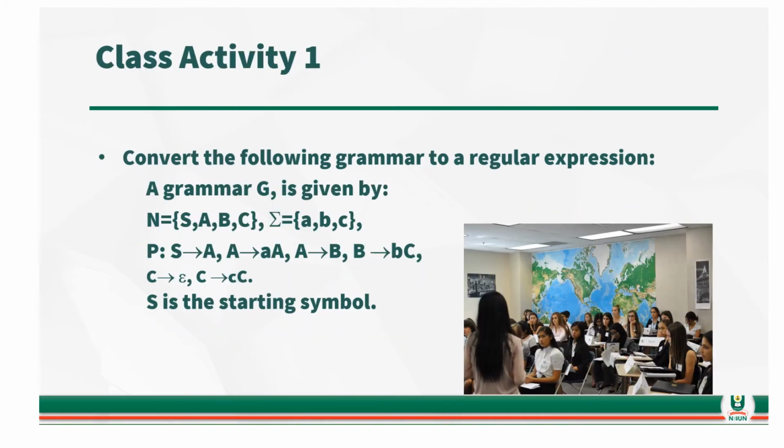You can check yourself by converting the following grammar to a regular expression in this class activity. The grammar G is given by N, the set of non-terminal symbols consisting of S, A, B and C, and then sigma being a set of terminal symbols consisting of A, B, C. And then the set of production rules are also given here with the starting symbol as S.